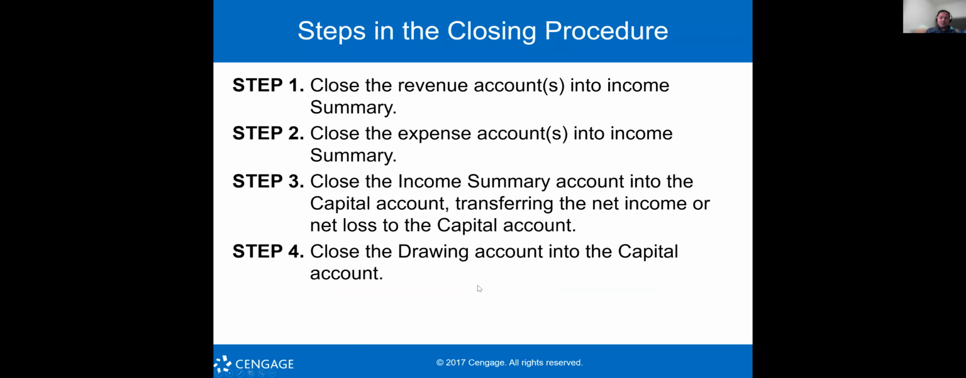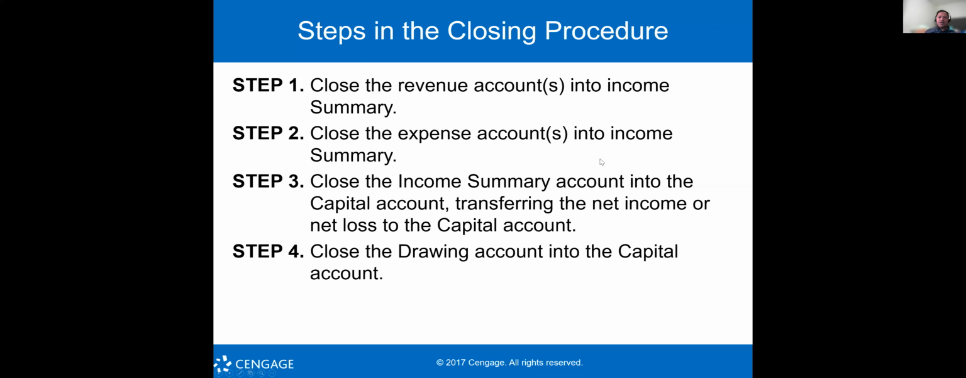So that's how you close the balance in the account. That's why I said it's relatively easy: if you have a balance on one side, you just perform an entry on the other side to zero it out. So here are the steps in the closing process. Step one is to close the revenue account into income summary. We first close the revenue into what we call a temporary account, the income summary.